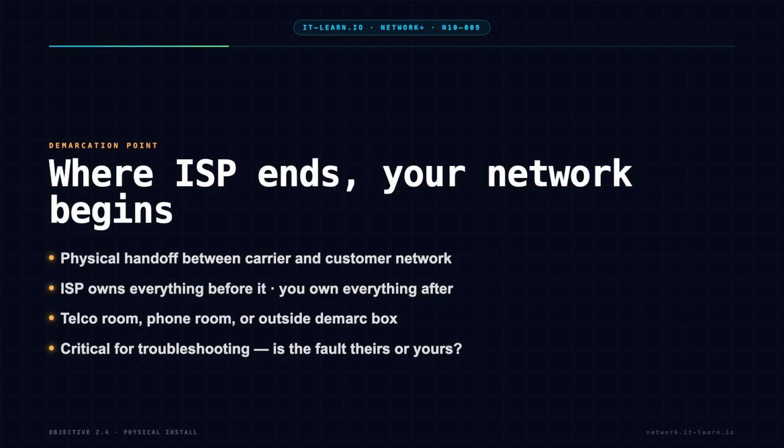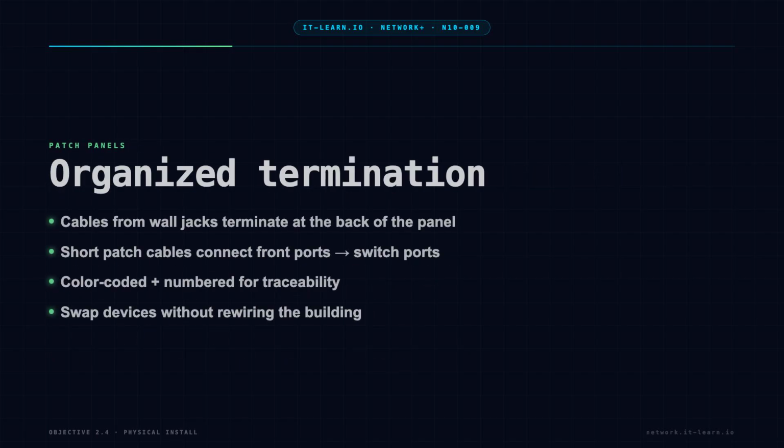Patch panels are devices that provide organized cable termination points. Cables from wall jacks throughout the building terminate at the patch panel. Short patch cables then connect the patch panel ports to switch ports. This modular approach makes it easy to make changes, troubleshoot, and maintain the cabling infrastructure without directly manipulating the permanent cabling.